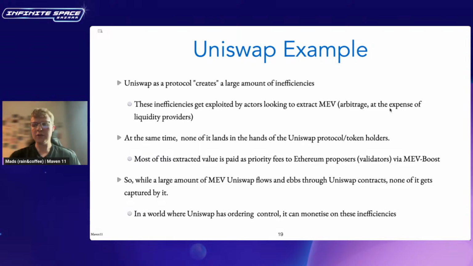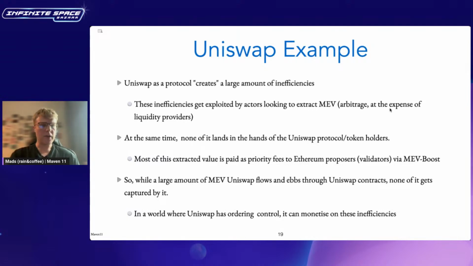And that actual profit either ends up in the pockets of the searchers, or it goes to the Ethereum validators, the proposers of the Ethereum blockchain, that are not necessarily Uniswap LPs, token holders, or part of the foundational protocol. So this is something to keep in mind: all these inefficiencies get exploited by actors looking to extract MEV, but none of it goes back to the liquidity providers, which is pretty unfortunate for Uniswap as a protocol and the LPs in the protocol.